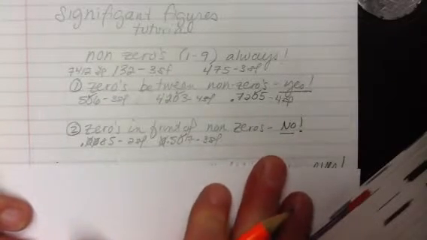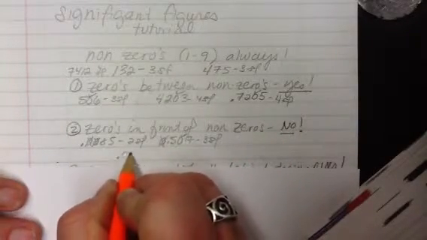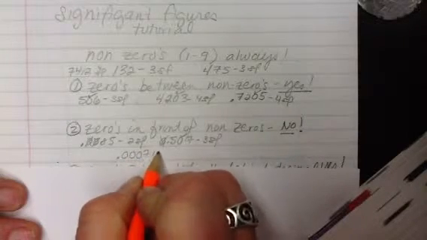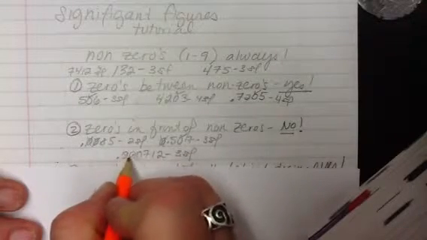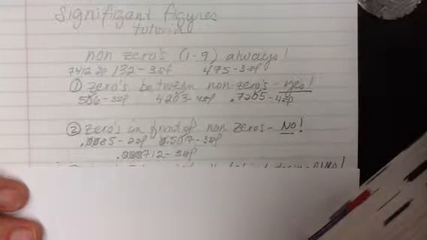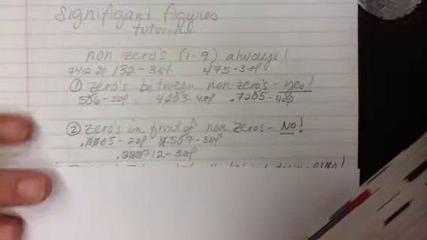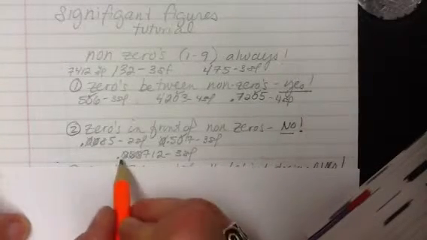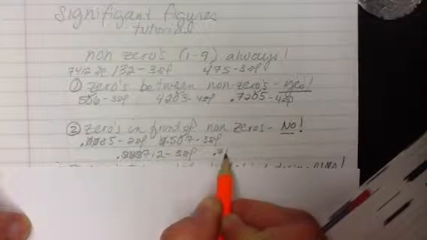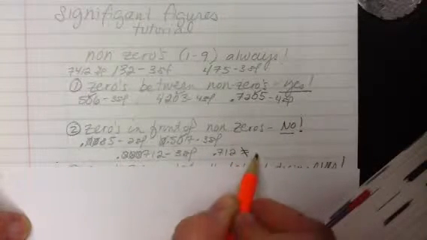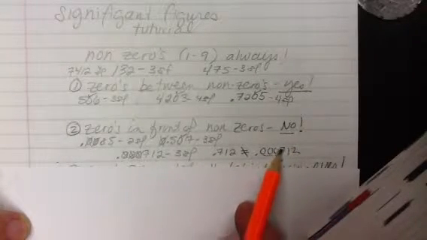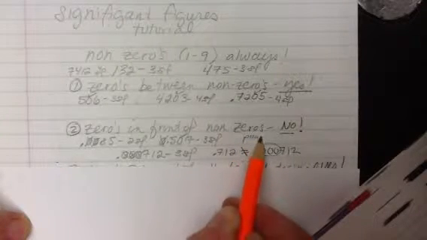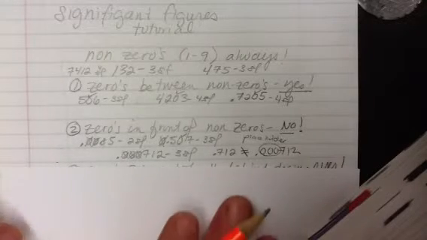If we have a number like 0.000712, that has 3 sig figs. These zeros are not significant. That doesn't mean we can get rid of them. If we were to get rid of those, we would have 0.712. That is not the same as 0.000712. These are considered placeholder zeros. We do have to keep them, but they are not significant.